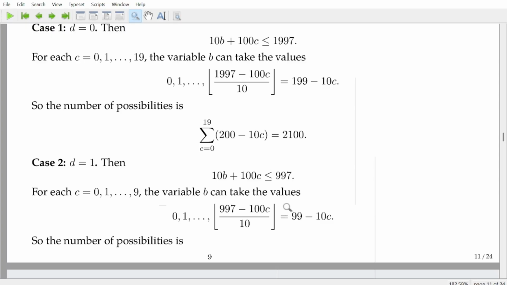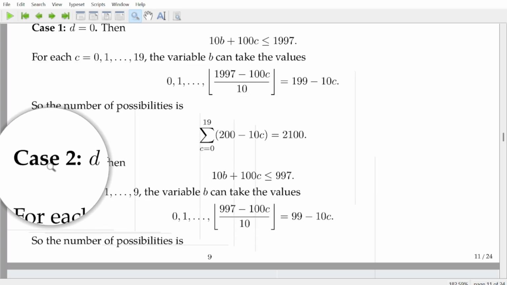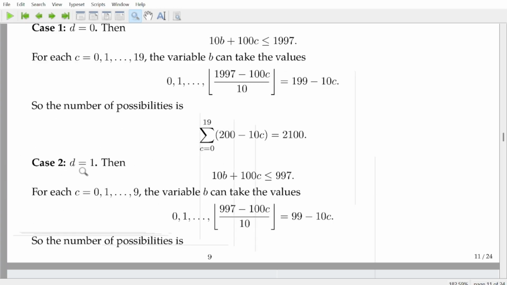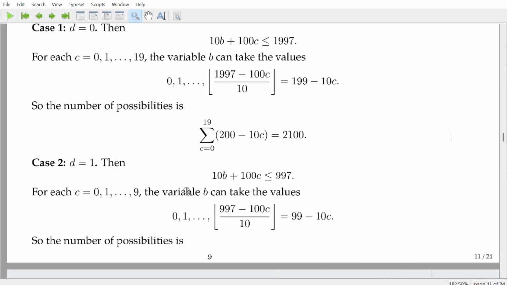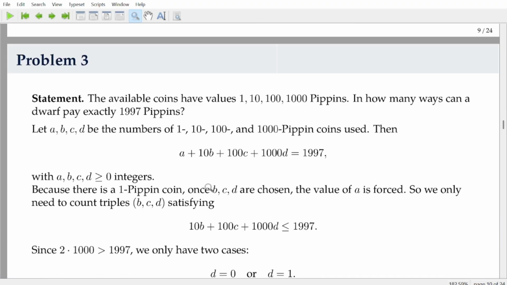And basically adding those two possibilities together, because d has to be 0 or 1, you've dealt with both those cases. Once you add those two possibilities together, you get 2100, which is from here, plus 550, which is from this case here, equals 2650. So 2650 different ways of getting 1997 using those 4 coin valuations. And that's the question.